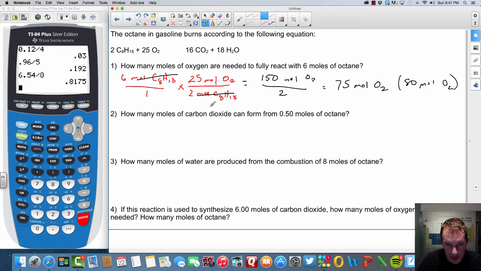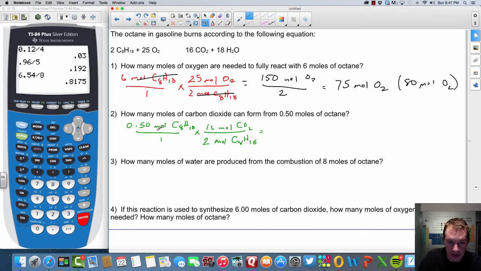How many moles of carbon dioxide can form from 0.5 moles of octane? Well, octane to carbon dioxide, okay, 0.50 moles of octane, C8H18, put it over 1. And now we know that it's going to be a 2 moles of octane to 16 moles of CO2 example. In the denominator comes 2 moles of C8H18 for every 16 moles of CO2. Okay, nice easy numbers here again, 0.5.